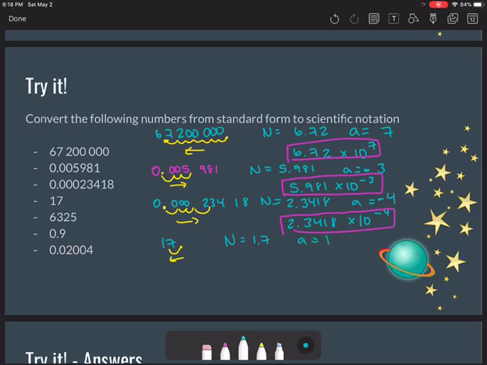Is it going to be a positive or a negative? Well, 17 is a number that is bigger than 10, which means I'm going to have a positive a value, since I move my decimal over to the left, so it's a positive a value, so I will end up as 1.7 times 10 to the power of 1. All right.